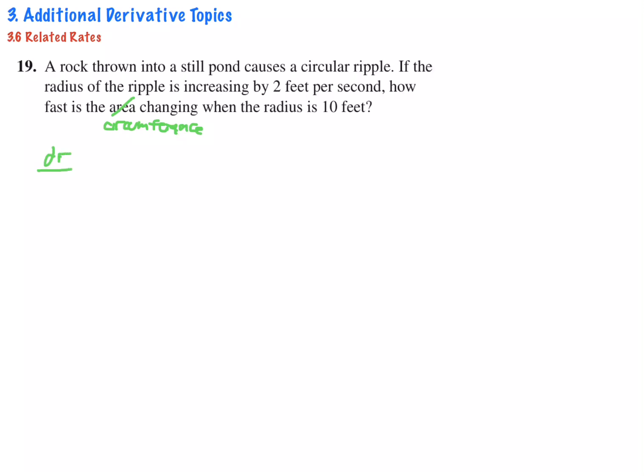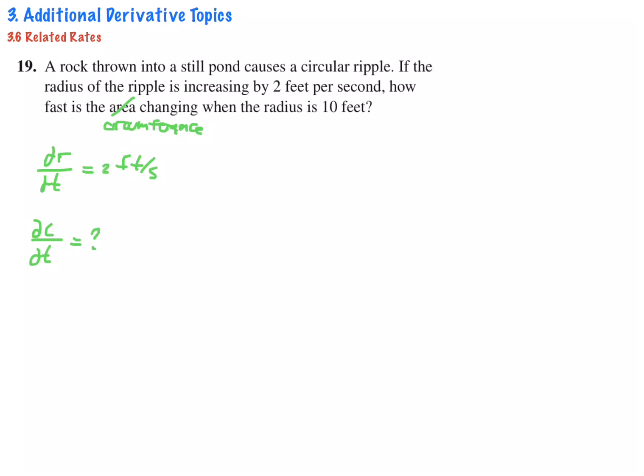dr over dt is increasing by 2 feet per second. Now, how fast is the circumference changing when the radius is 10 feet? So it's asking about dC over dt.